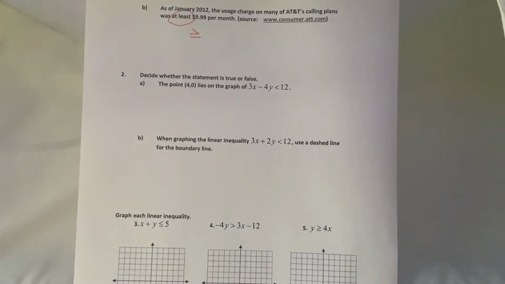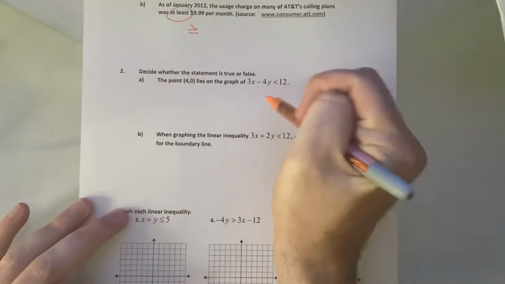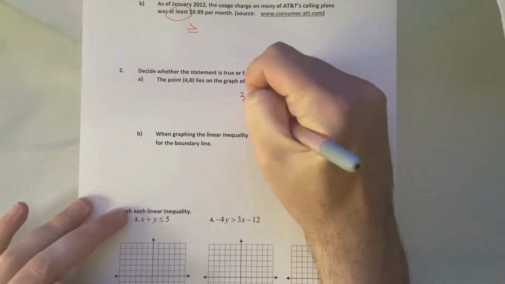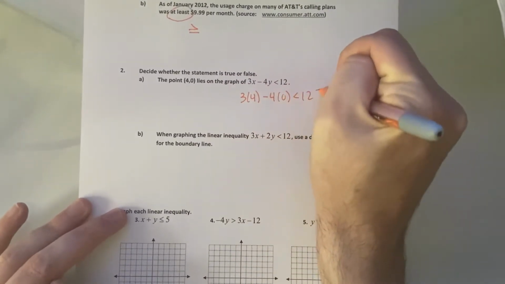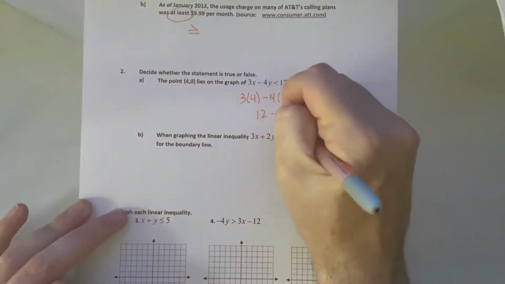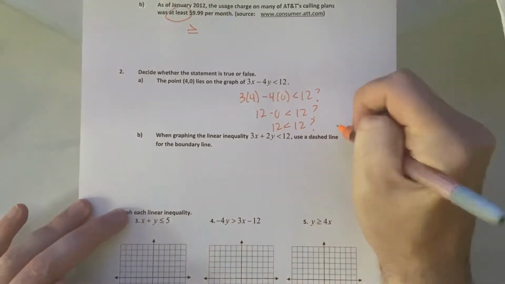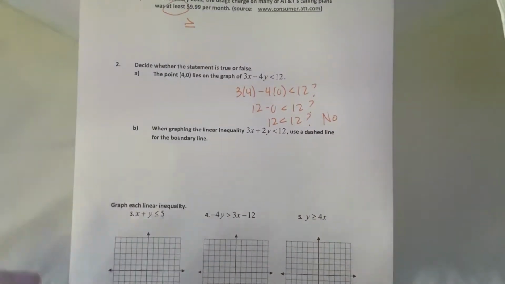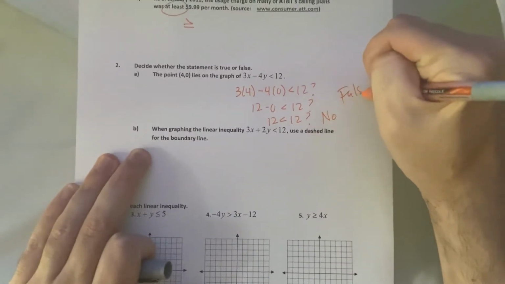Now, there's more true or false questions in this section like there have been in previous ones. Decide whether the point (4, 0) lies on the graph of 3x minus 4y is less than 12. Again, you'll plug in and see if the inequality holds true. 3 times 4 minus 4 times 0 less than 12. It's 12 minus 0 less than 12. So is 12 less than 12? Technically, no. Even though 12 is equal to 12, it is not less than 12. So this is false.